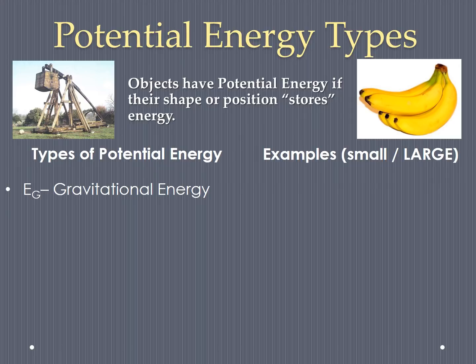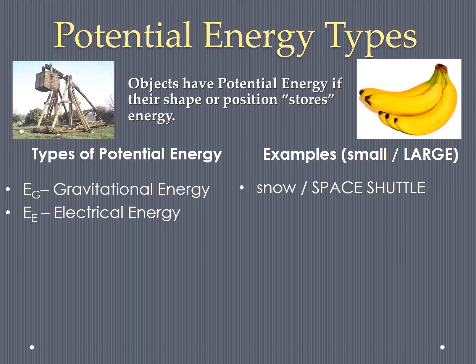Any object that has gravity acting upon it has gravitational potential energy. So snow has a small amount of gravitational energy. A space shuttle has a whole lot more.